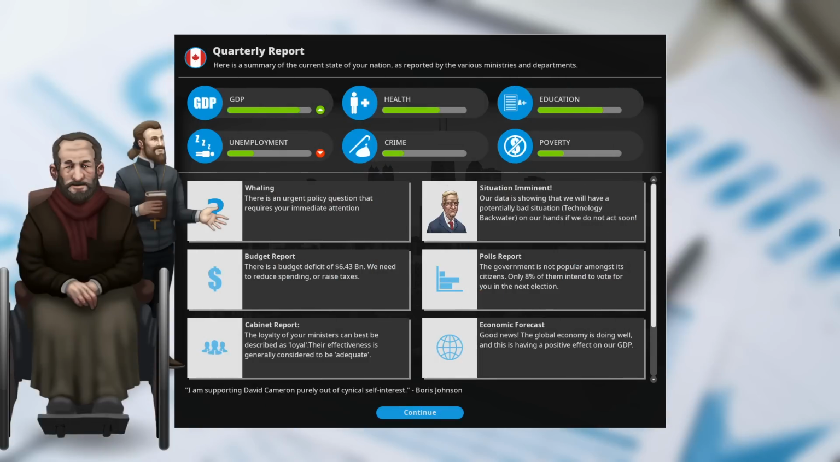Go. And we get a little bit of information. GDP has improved. Unemployment has gone down, which is a good thing, and it's no longer got the orange background. We still have a lot of unemployment. It's not great, but it's there. We do have a few situations imminent and to deal with. First of all, we have a question.